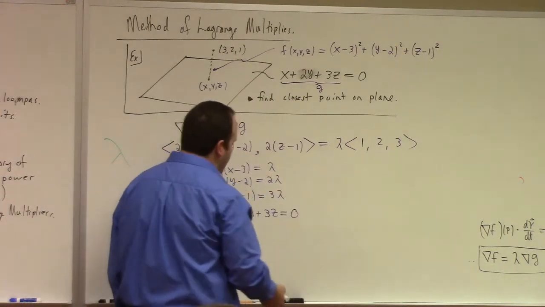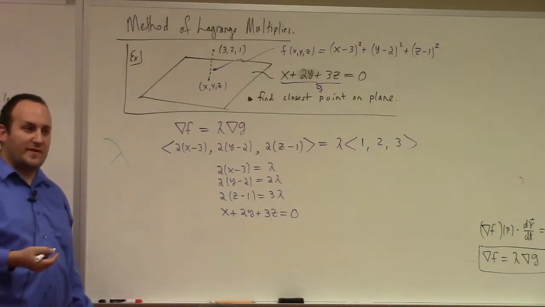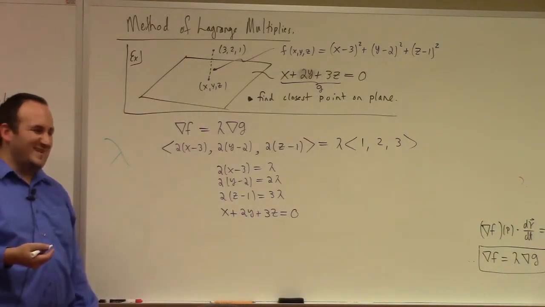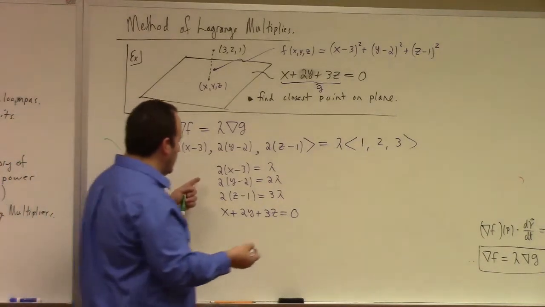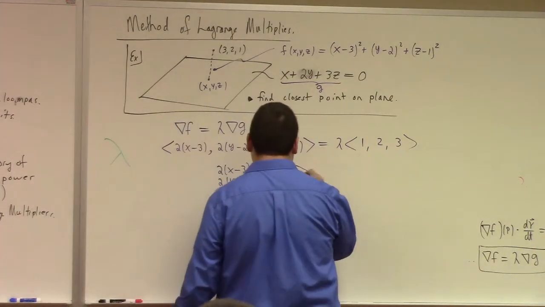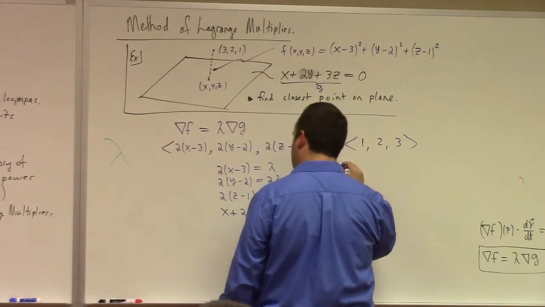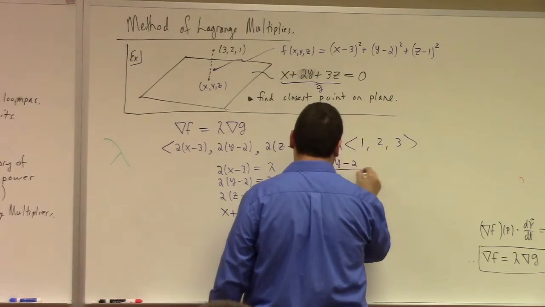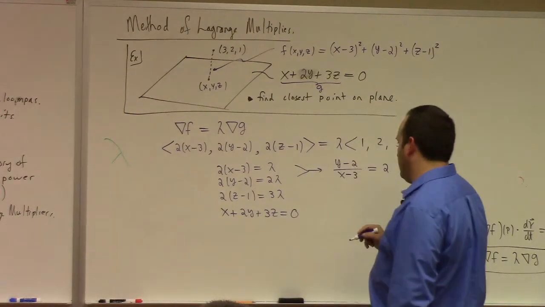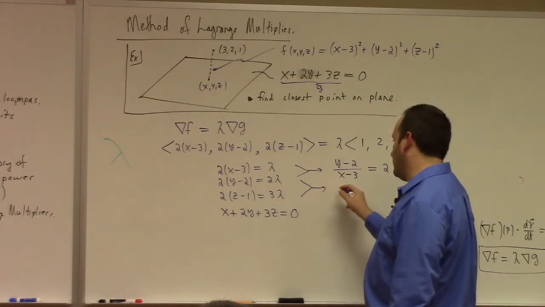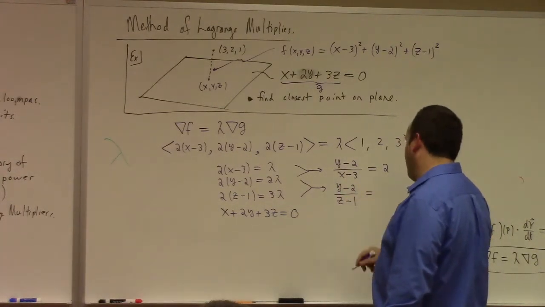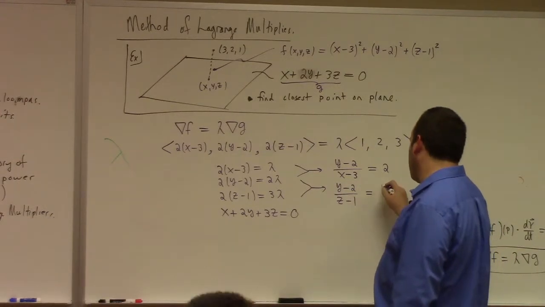In order for us to find an interesting solution, lambda must not be 0. If lambda is 0, the method breaks down. If lambda is 0, that means that one of the gradients or the other of the gradients is 0. I'm not sure what the method means there. So I usually just divide equations. That's helpful. If I divide these two, I get y minus 2 over x minus 3 is equal to 2. And these two give me y minus 2 over z minus 1 is equal to 2/3.